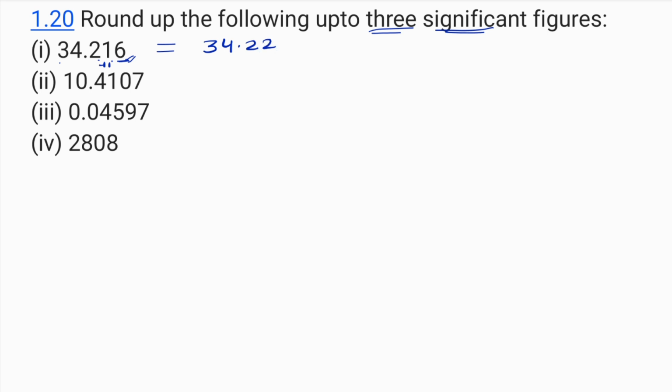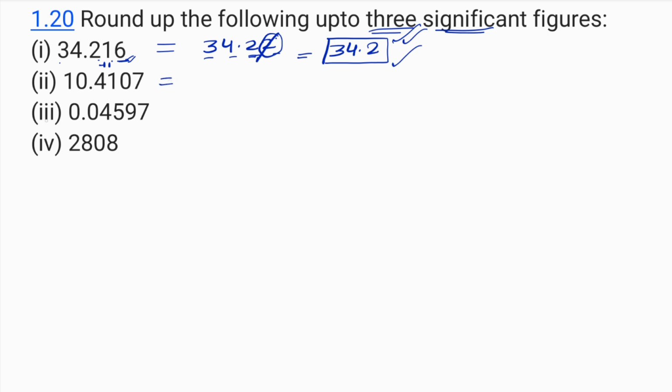34.22, right? But now this particular number has 4 significant figures, and we need a number with 3 significant figures. Now this 2 is less than 5, so we can omit it, and we can keep the 2 as such, which is on the left hand side of this second digit, that is 34.2. Now there are 3 significant figures in this answer, so this is how we are going to round it up. Okay, so let's go to the next one.